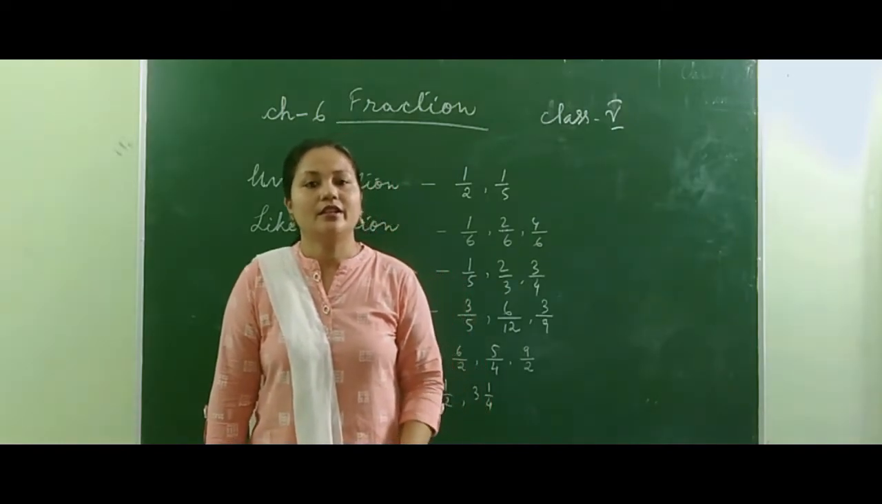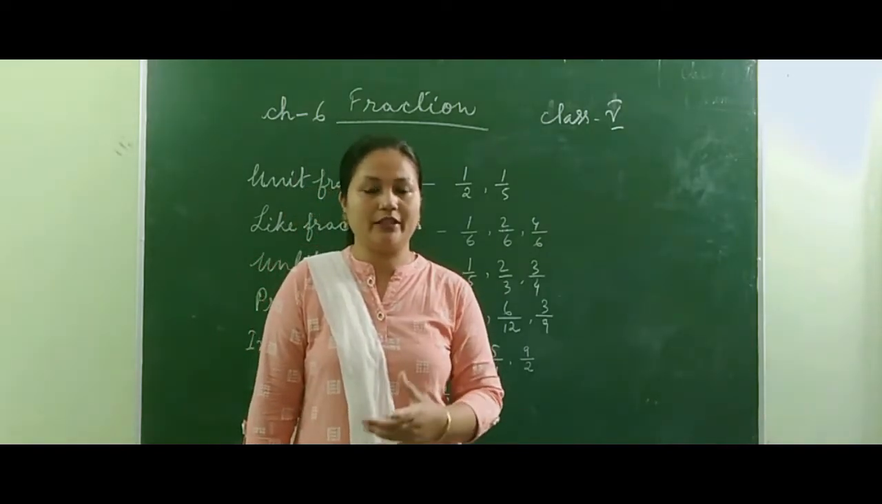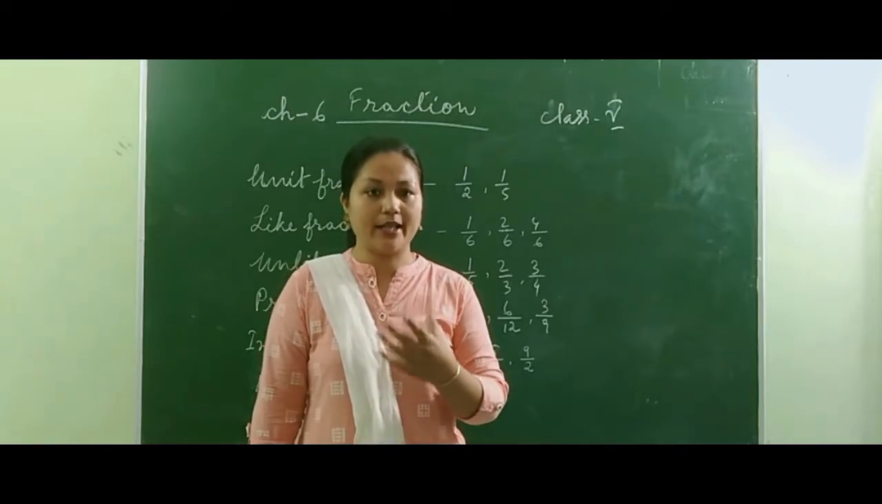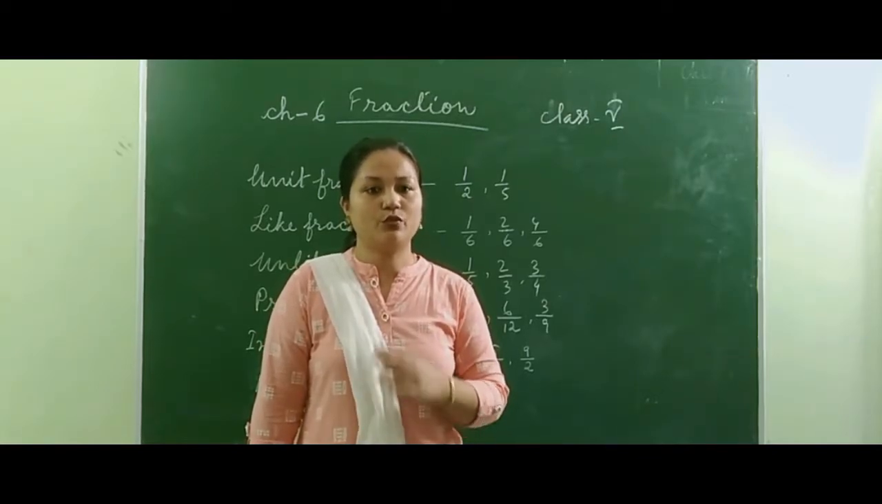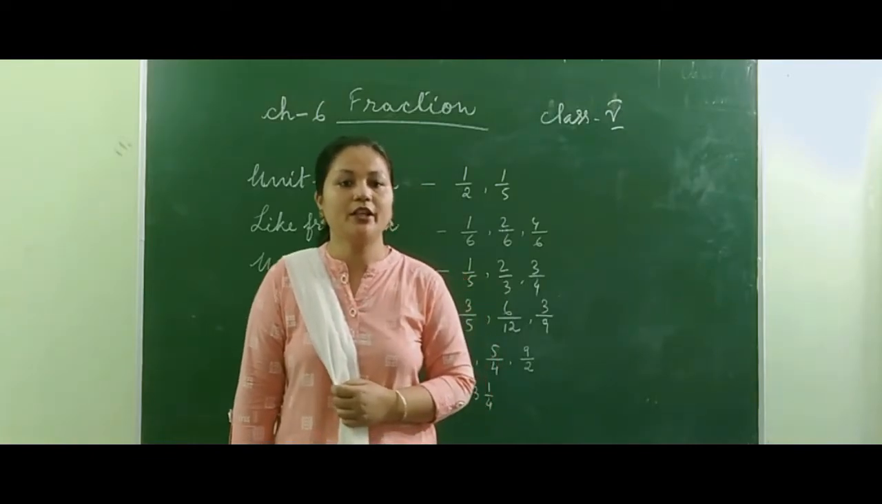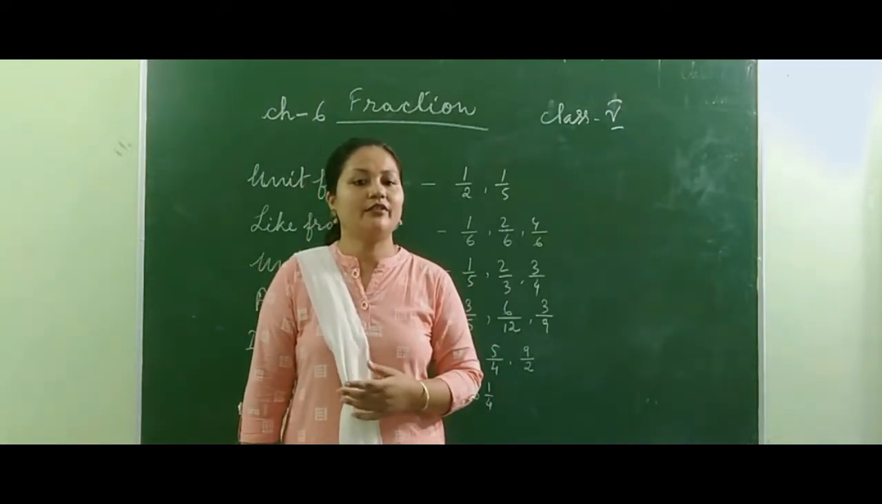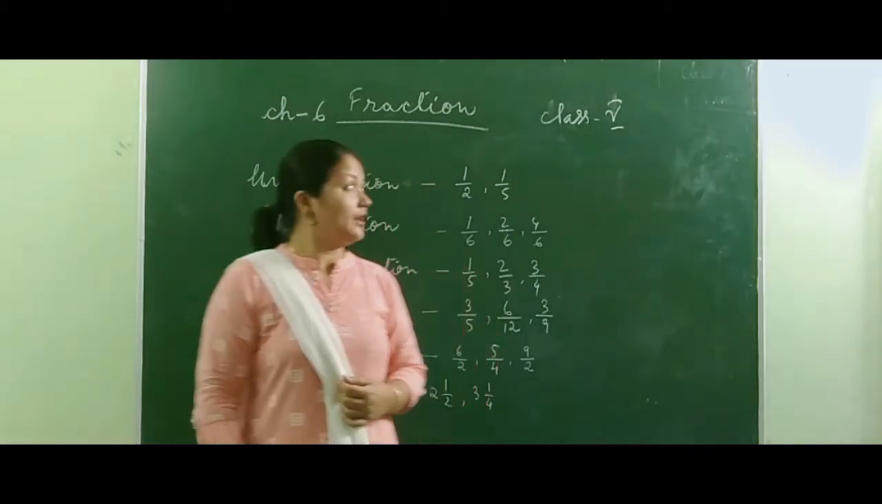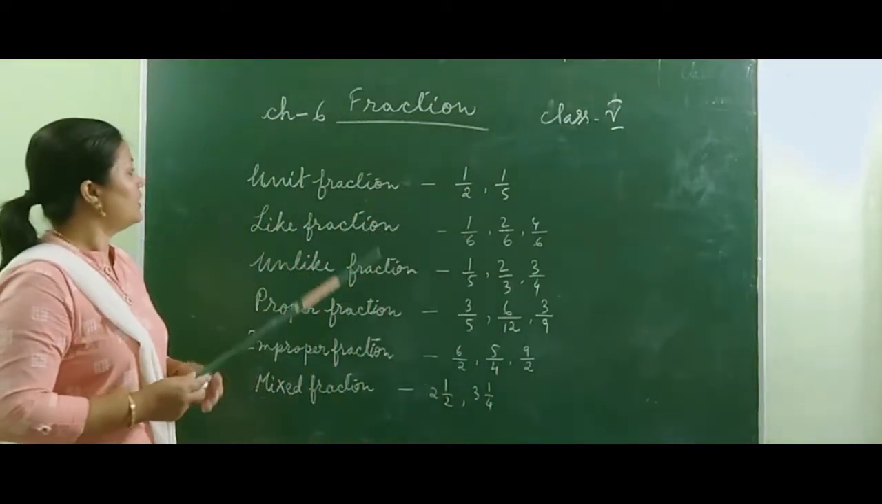Fraction means it's a part of a whole thing. Suppose you have an apple. When you divide the apple into two parts, the one part we call half. Half means 1 by 2. So in fractions also, there are different types of fraction.